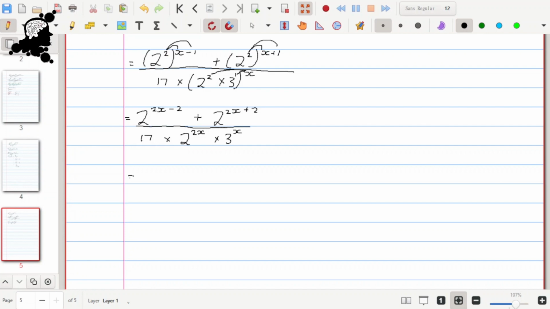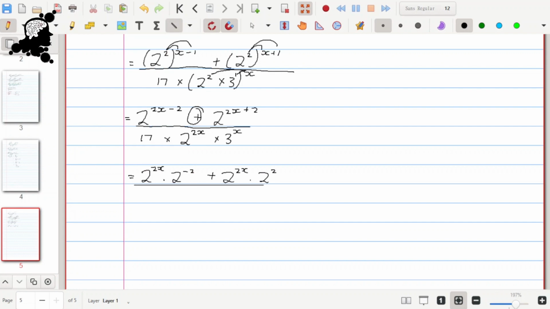The next step is, notice the plus sign here. The plus sign is telling me I need to write each base with its own exponent. So 2 to the power 2x multiplied by 2 to the power minus 2, plus 2 to the power 2x multiplied by 2 to the power 2.